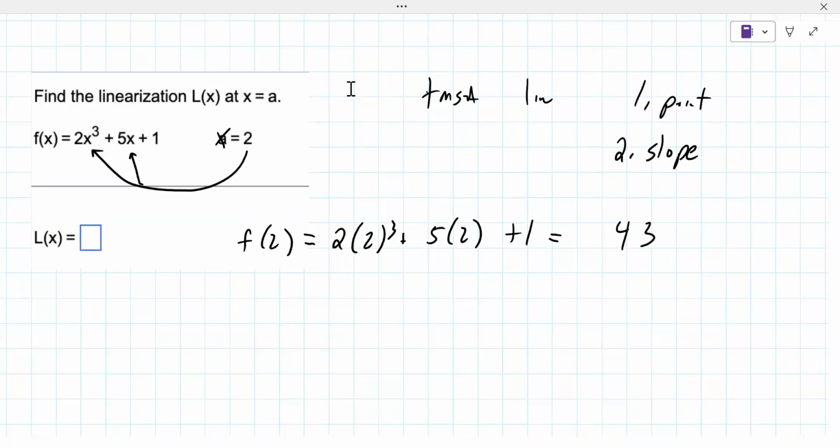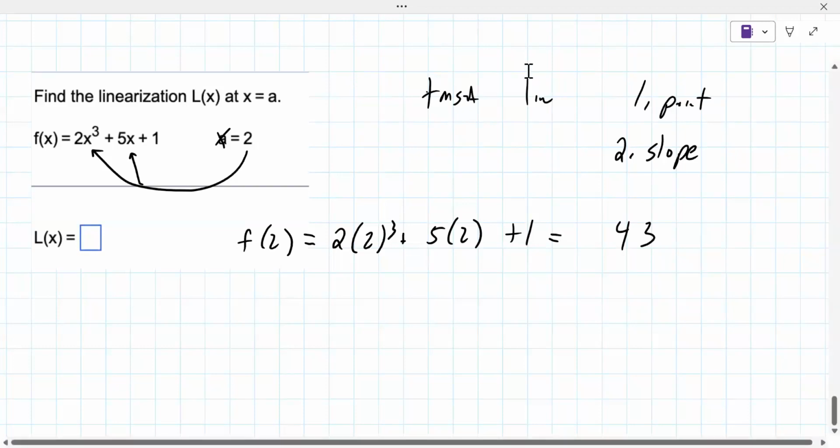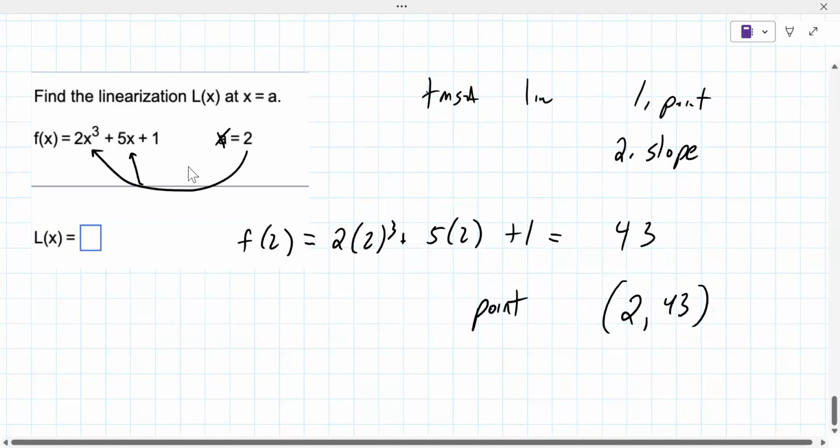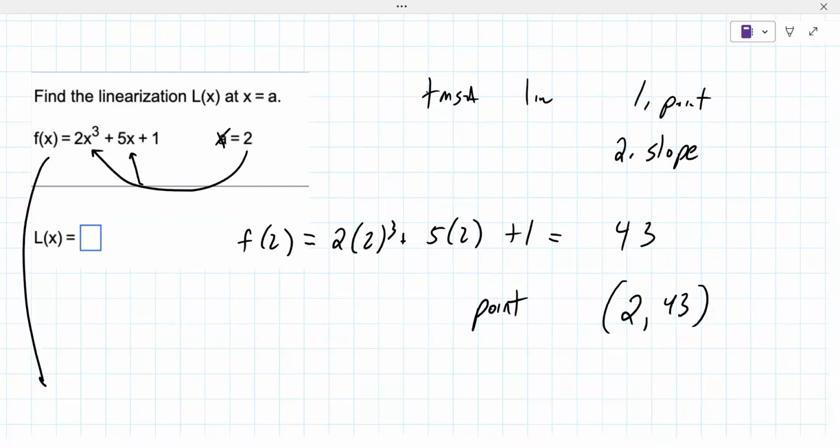Okay, so we plug it in. That gets you your point. Your point is 2 comma 43. Right. So now for the slope, you need to take the derivative. So why don't you help here? Tell me the derivative of this function, please. 6x squared plus 5. Very good.